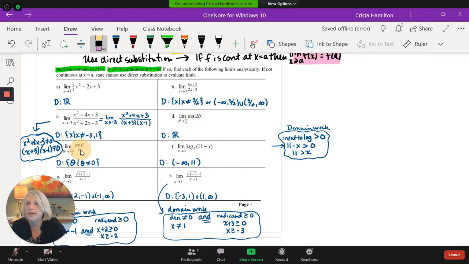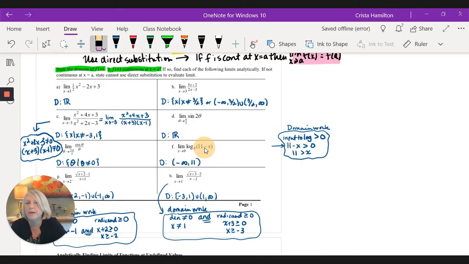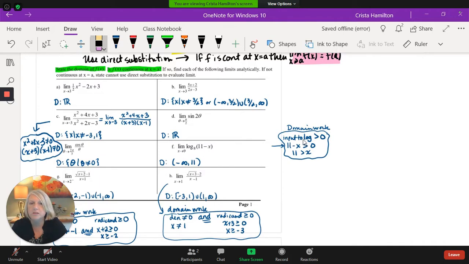Over here, you only have to worry about the division by 0, so theta cannot be 0. Your log functions, when we take a look at those, your input must be greater than 0. Remember, log functions have that vertical asymptote at the edge of their domain. And so I just simply did an input greater than 0, plugged it in, and solved this linear inequality.